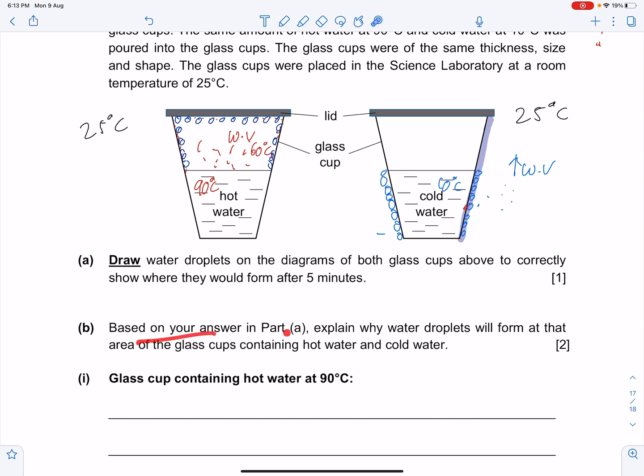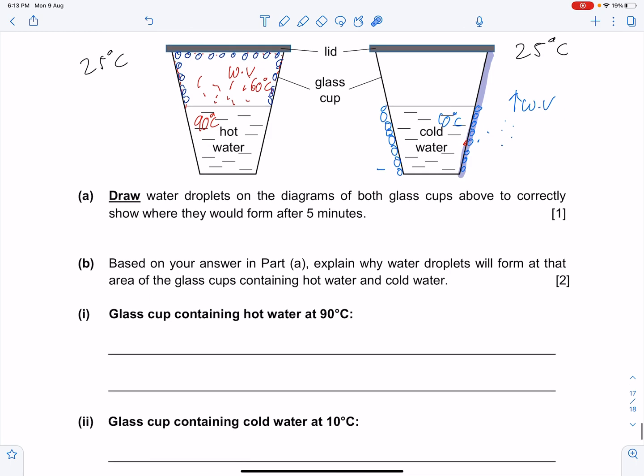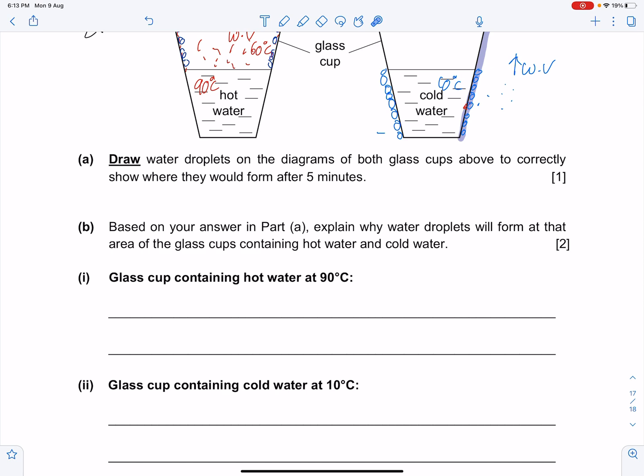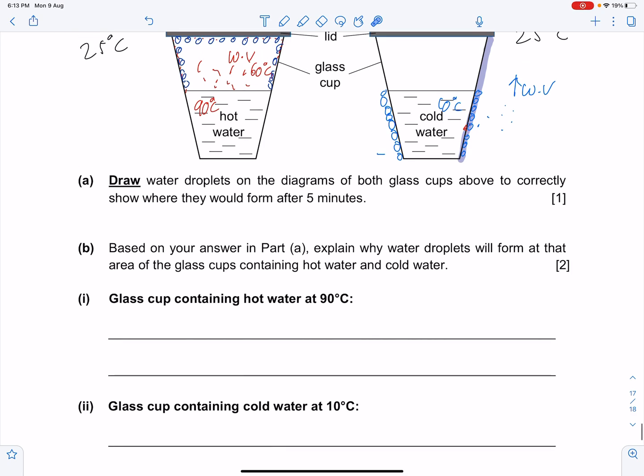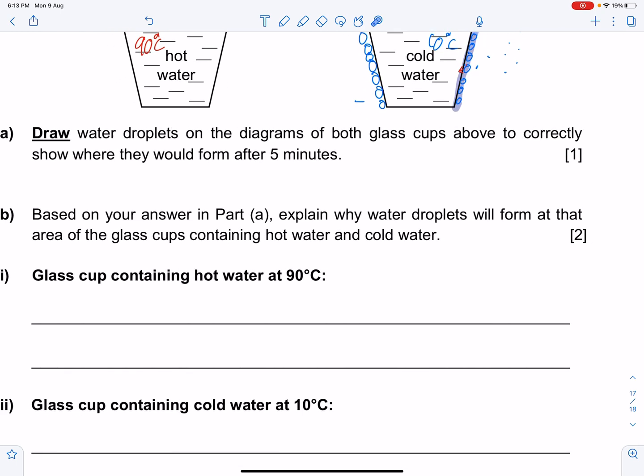Based on your answer in part A, explain why water droplets will form at the area of the glass cup containing hot and cold water. So glass cup containing hot water. In this case, you have to talk about the water cycle as well, because you need to explain where did the water vapor come from, right? So the first part to say would be hot water evaporates into warm water vapor.